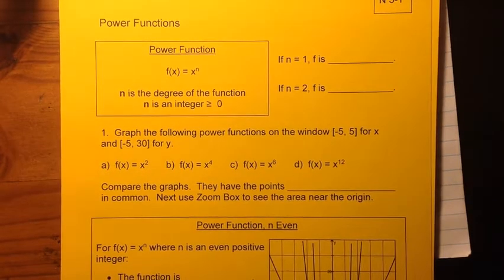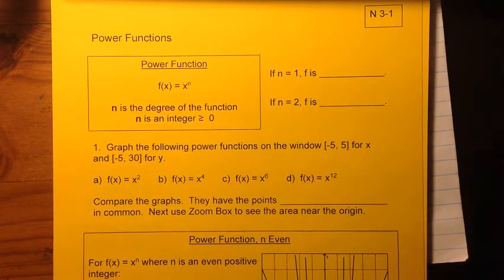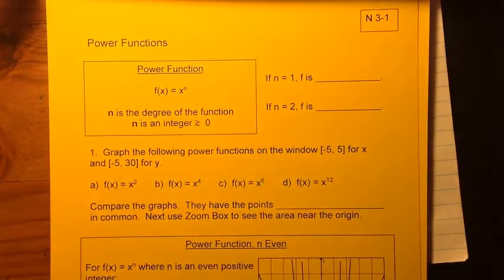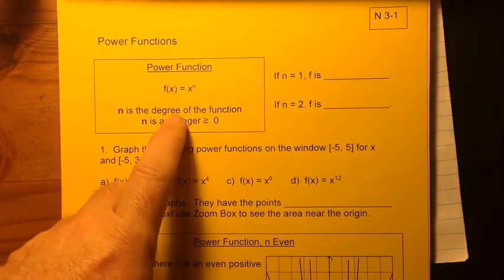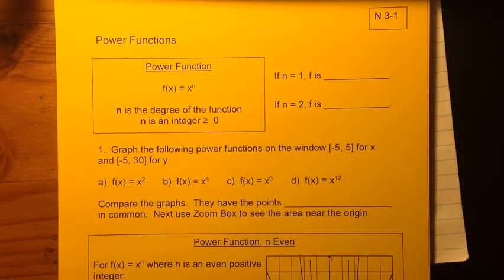All right, so we're beginning Unit 3. Unit 3 is all about polynomials, and today we're specifically going to look at power functions. We define a power function as f of x equals x to some power n, and n is called the degree of the function. It's always going to be an integer, no fractions in our exponents here. It's an integer greater than or equal to 0, so it could be 0, it could be 1, 2, etc.